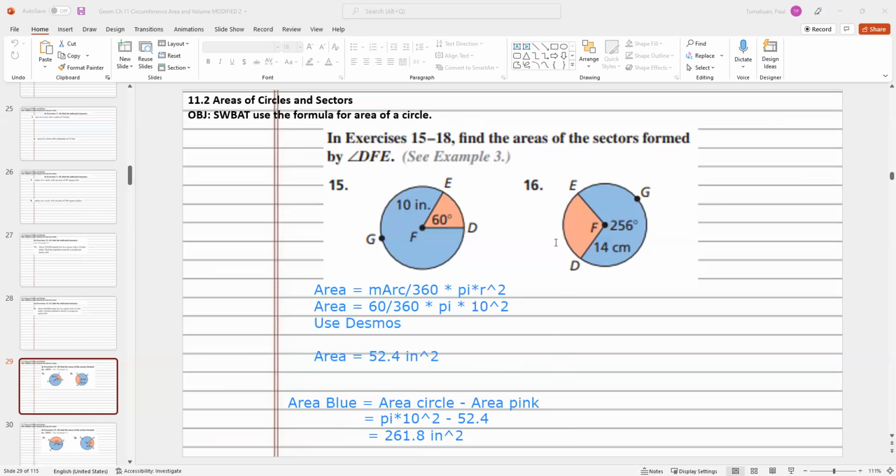For 16, notice that they don't give you the angle, so that's finding the blue section. I want to find the pink section for all of these. So let's find the angle for pink, for angle DFE. That's going to be 360 minus 256, which gives us 104.